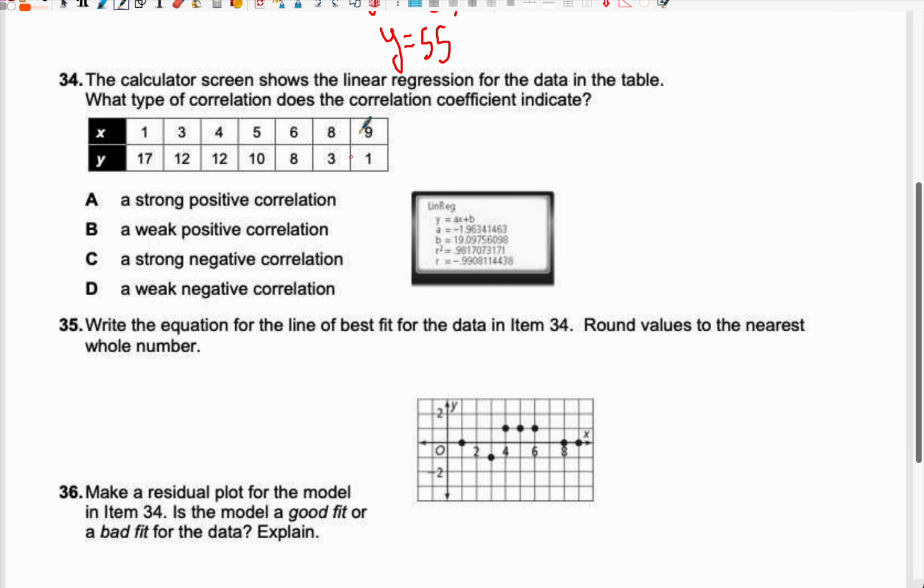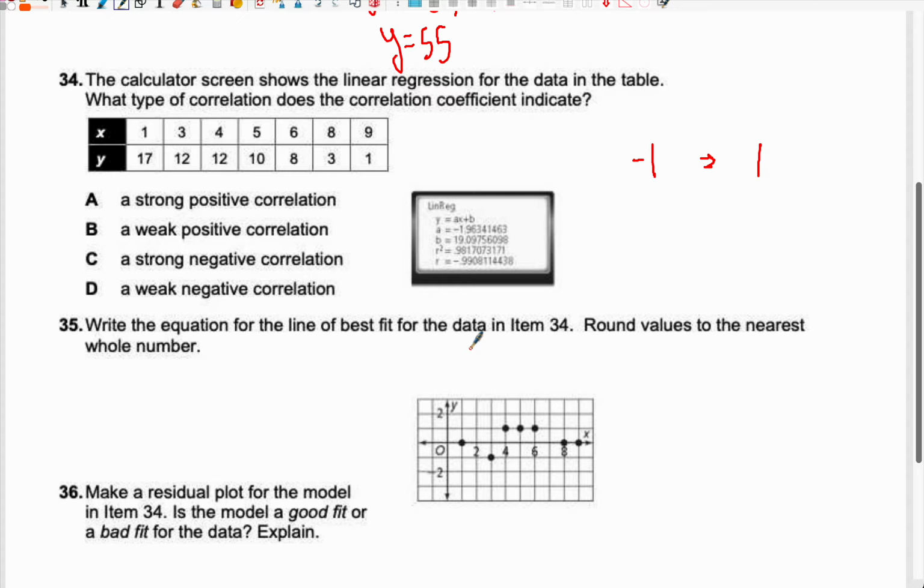Calculator screen shows the linear regression for the data in the table. What type of correlation does the correlation coefficient indicate? Correlation coefficient is the R value. And remember, it runs from -1 up to 1. The closer it is to -1, the stronger the negative correlation. The closer it is to +1, the stronger the positive correlation. And if it's right at 0, then there's no correlation whatsoever.